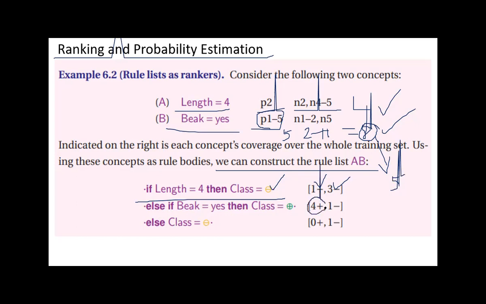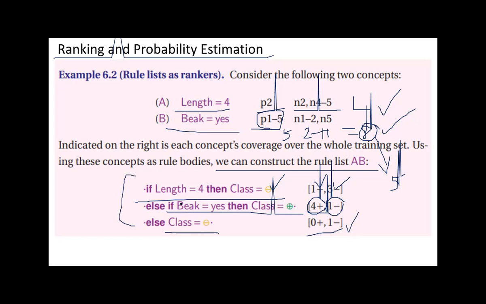Four positives and 1 negative. See, P1, P2 పోయింది కాబట్టి 4 positives అన్నాం. ఇక్కడేమో N2 పోయింది కాబట్టి N5 కూడా పోతుంది కాబట్టి we say only 1 negative. If bake is equal to yes, then class is equal to positive, because 4 positives are there. Else class is equal to negative. In all other cases, we'll be left with only one. So we are saying this. This is one rule.